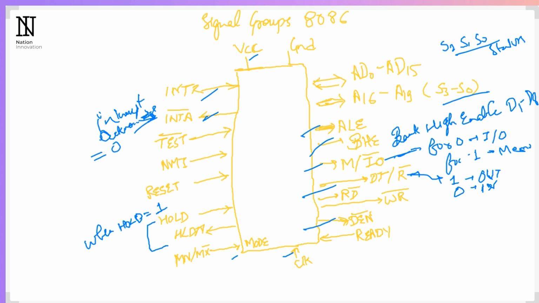Then we have TEST. The test input is also related to the external interrupt interface. Execution of the WAIT instruction causes the 8086 to check the logic level at the test input. Then we have non-maskable interrupt, and reset. We will see more details about interrupts and programming in the next lecture. Thank you.